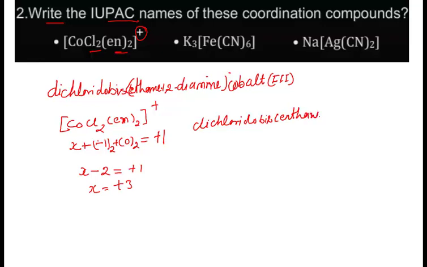dichloridobis(ethane-1,2-diamine)cobalt(III). And you can also write ion, because it's an ion, so you can write ion, not cation, just simple ion. So this will be the name of the complex. I hope it is clear to you.